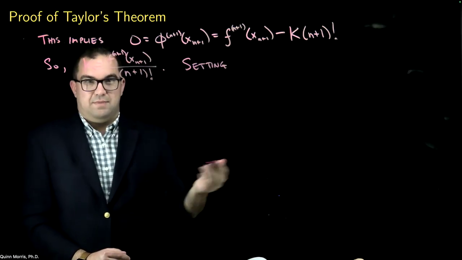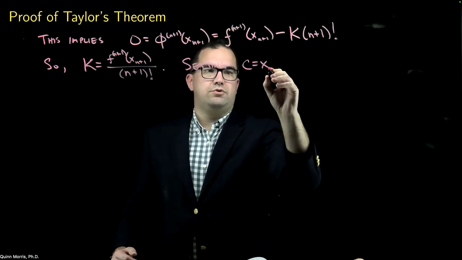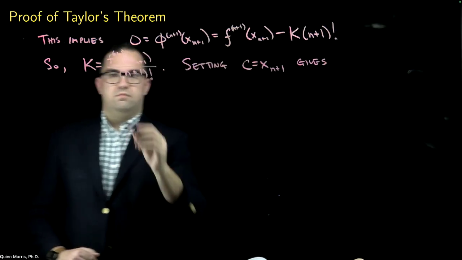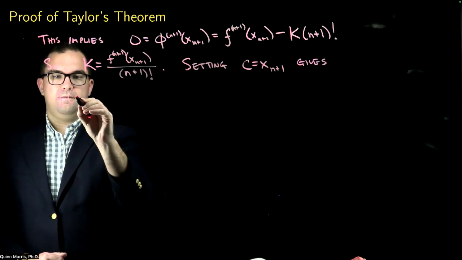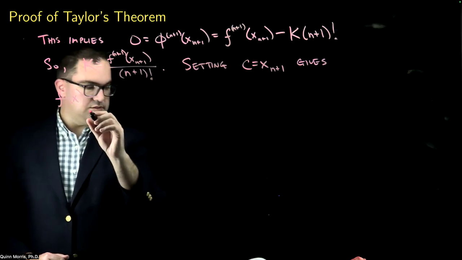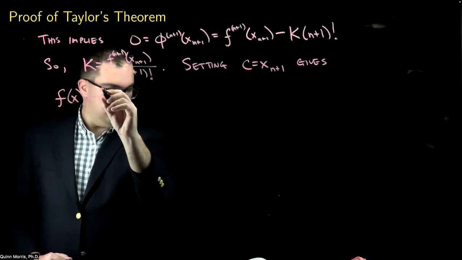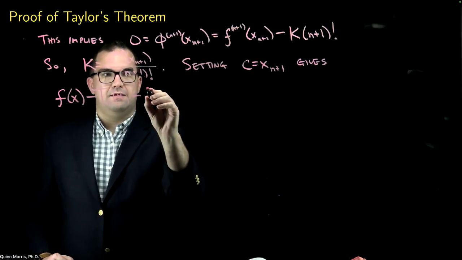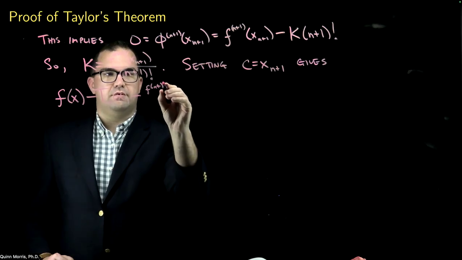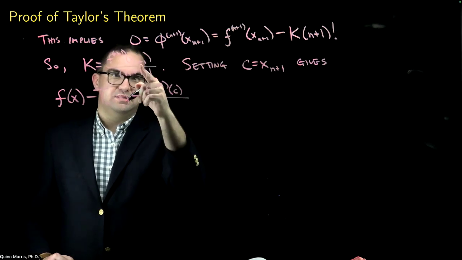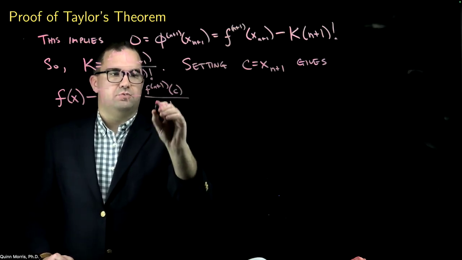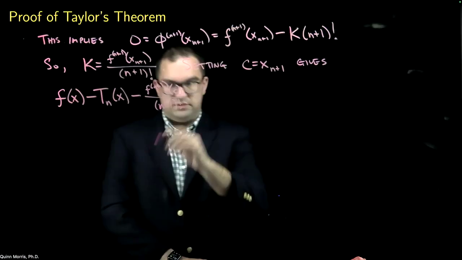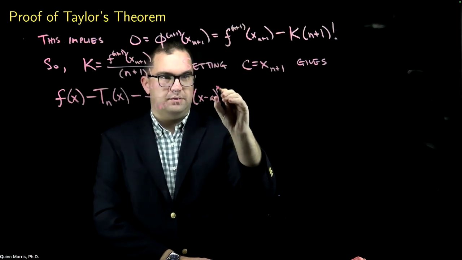Okay, and so if I just say, well, that x sub n plus 1, that's my c. So setting c equal to x sub n plus 1 gives that f of x minus t sub n of x minus my k, which is now going to be the n plus first derivative of f evaluated at c, because I'm calling that c now, over n plus 1 factorial times x minus a to the n plus 1 is equal to 0.